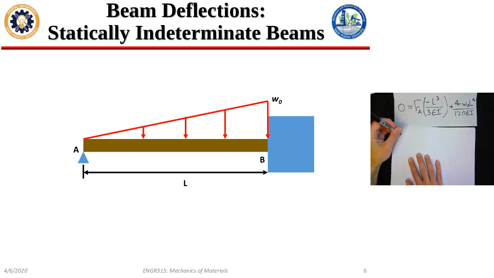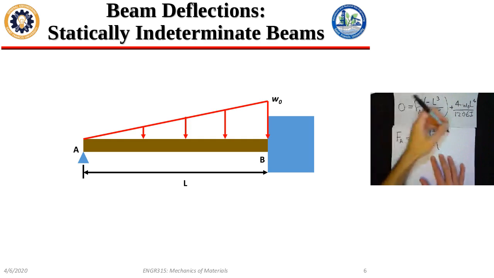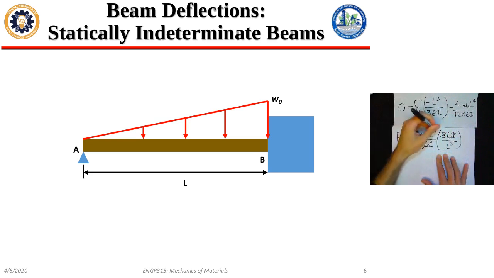Just solve for FA. Get FA equals 4 W naught L to the fourth over, I guess 4 over 120 is like 30, actually, 30 EI times 3 EI over L cubed. Those cancel. That becomes a 10. Gets rid of that. FA, in this case, is that. So, bam! Look at us go.